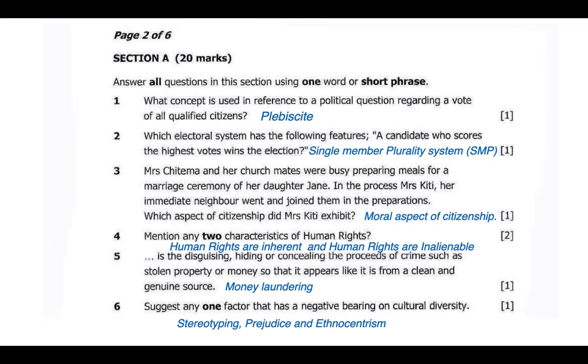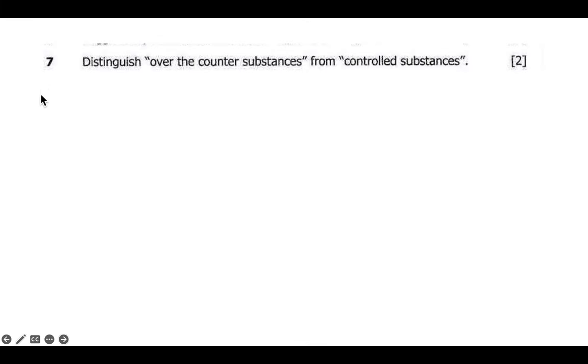All right. So let's look into the other question. From the other side, we are told on question 7, and this question is coming from substance abuse: distinguish over-the-counter substances from controlled substances. Over-the-counter substances are substances that are easily bought without a prescription. One does not need a prescription to buy them. They are just bought on the counter. Examples are aspirin, Panadol, paracetamol and so many others. Those ones can be bought on the counter.